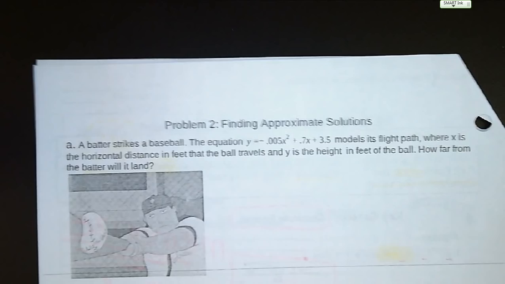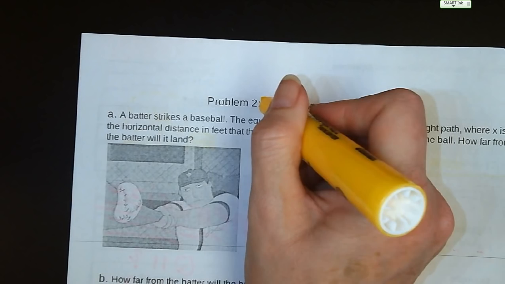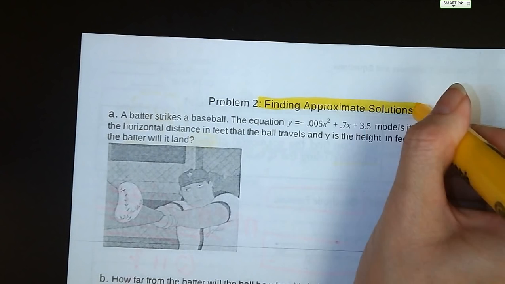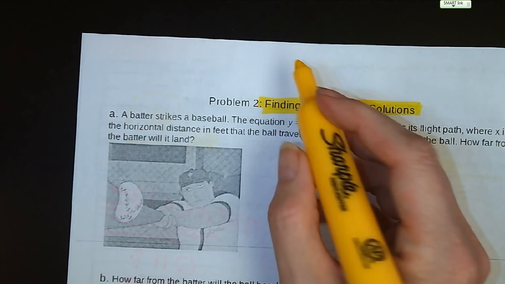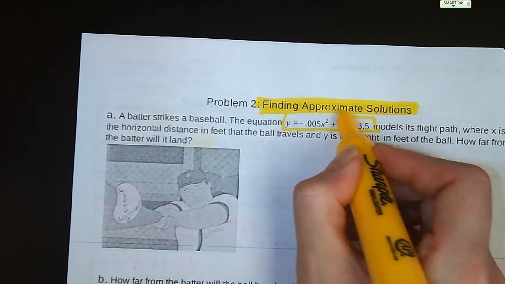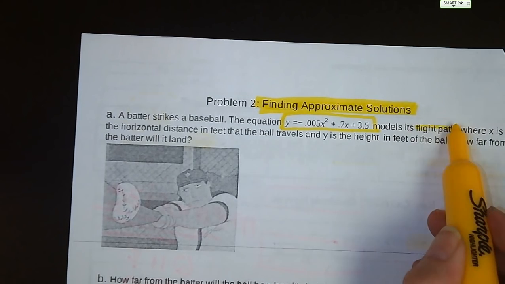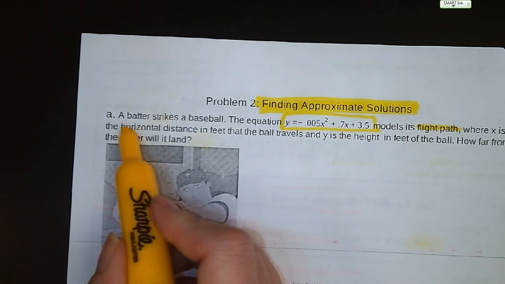All right, so problem number 2, finding approximate solutions. Right now, everything we've had has been a very nice decimal, right? You know, the messiest one we had was negative 4/5. So now, if you look at this equation, when we deal with the real world, these are not going to be pretty numbers. So just accept that right away.